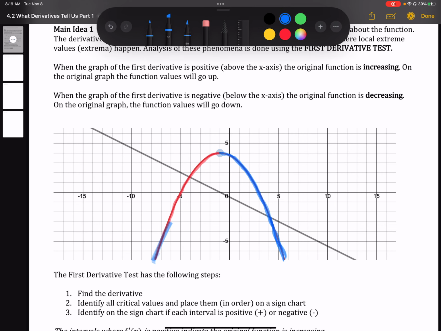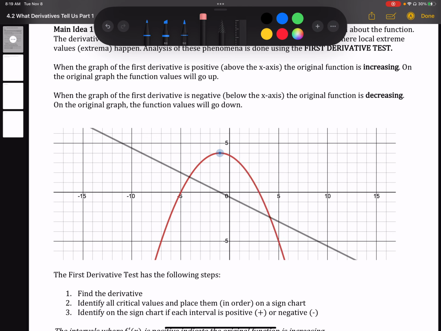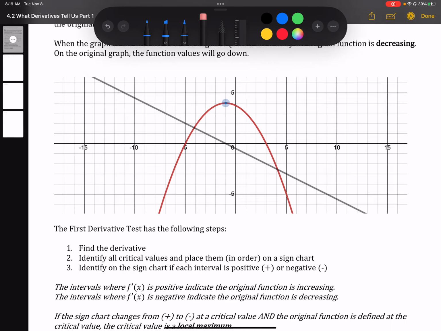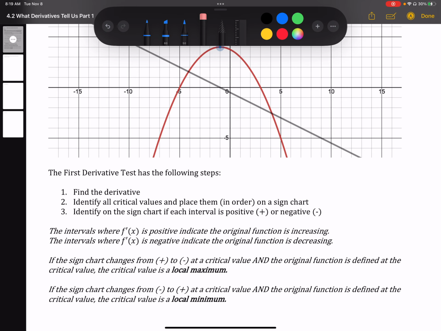And it also can tell us where we have relative extrema, like a local maximum or a local minimum. Analytically, we can do this using the first derivative test. In the first derivative test, we have to find the derivative. We have to find all of our critical values and place those critical values on a number line. And then we make a sign chart using that number line. If an interval is positive, it means that the function is increasing on that interval. If the interval is negative, it means that the original function is decreasing.